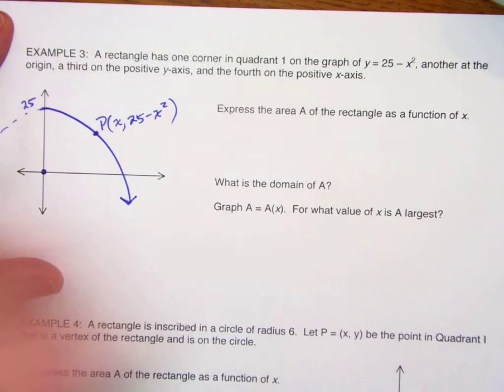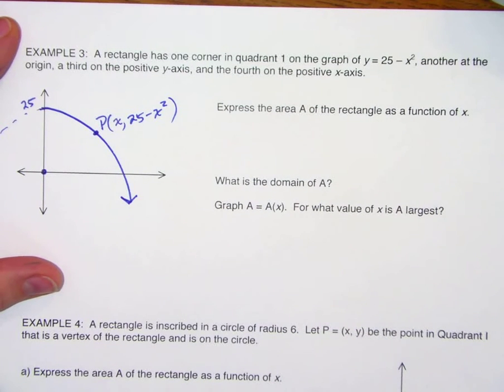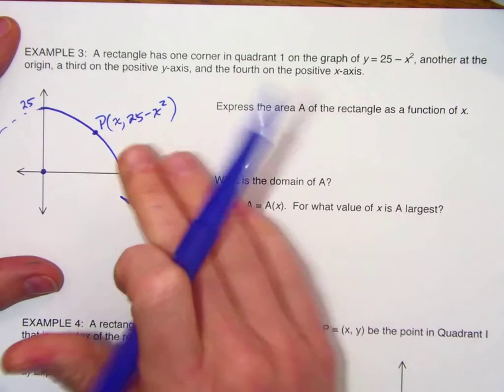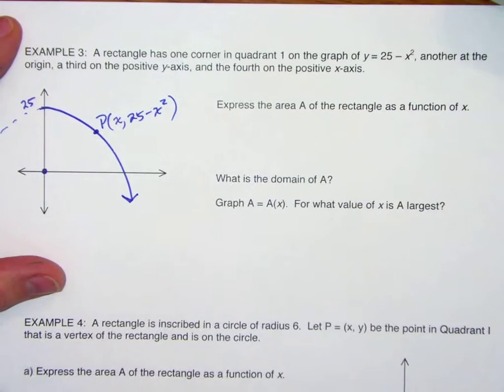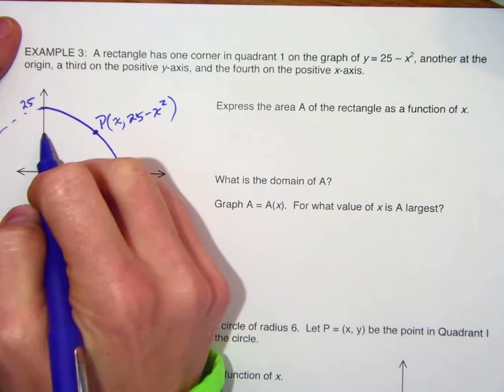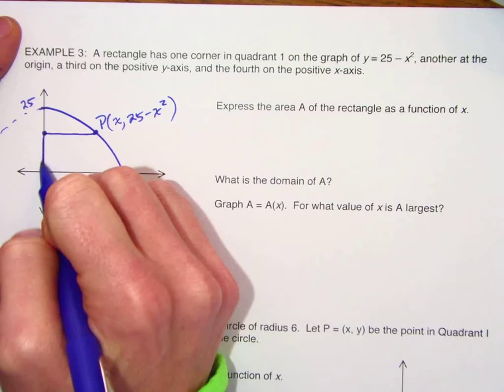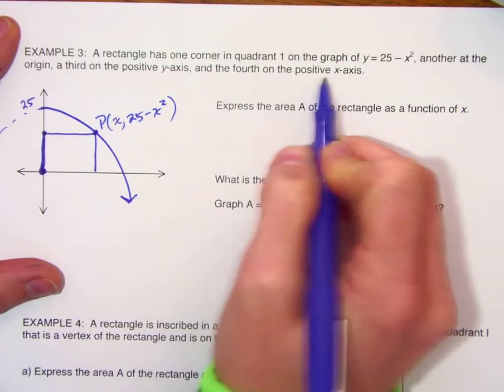Okay, what now? A third point on the positive y-axis. Because I drew my point here, where should I draw my point? Exactly across, because for a rectangle we have 90-degree angles. And then directly down. So that's going to be the fourth, on the x-axis.